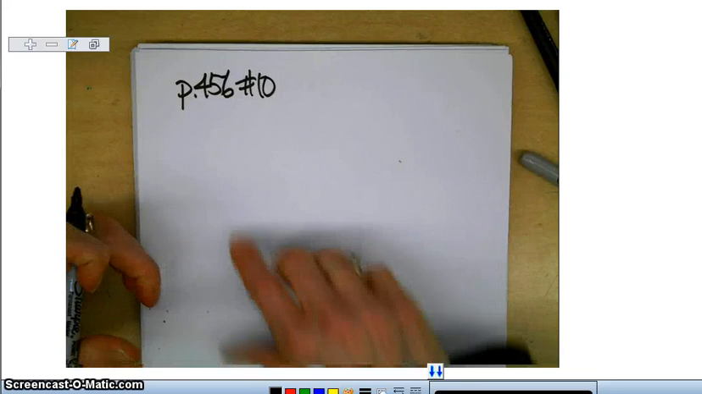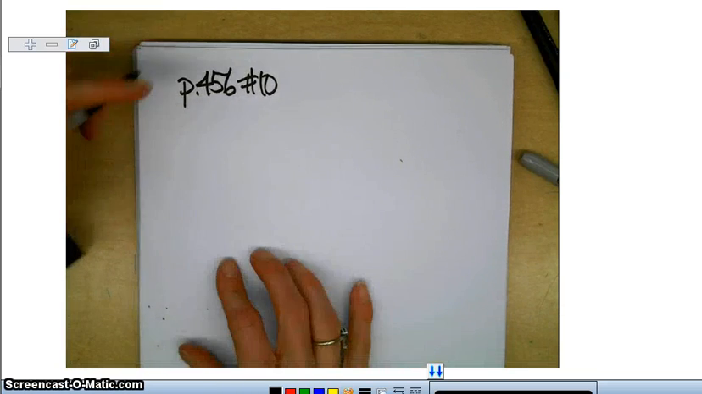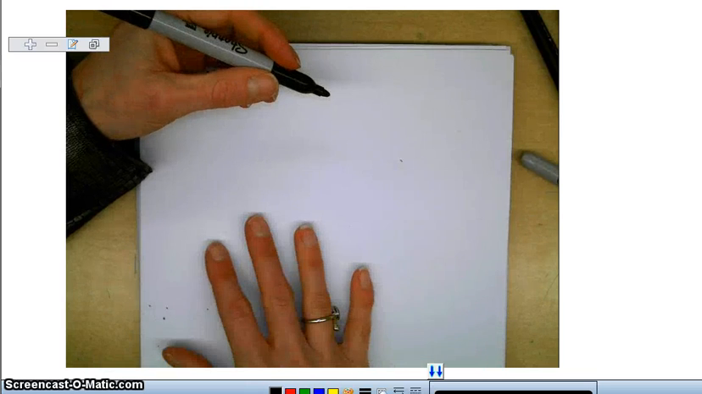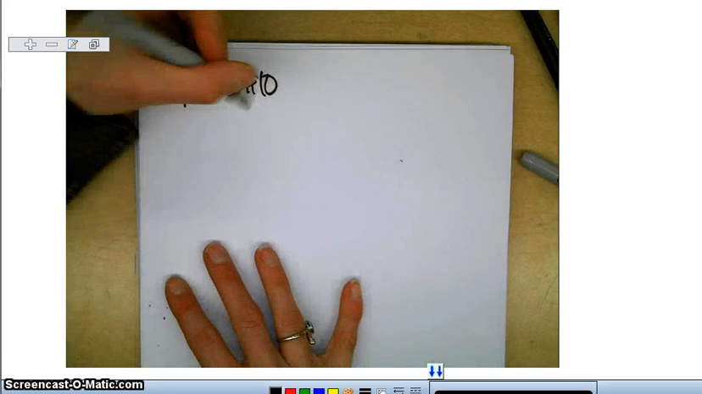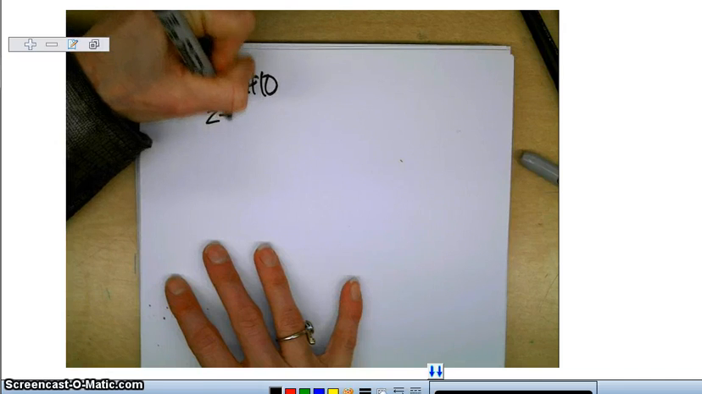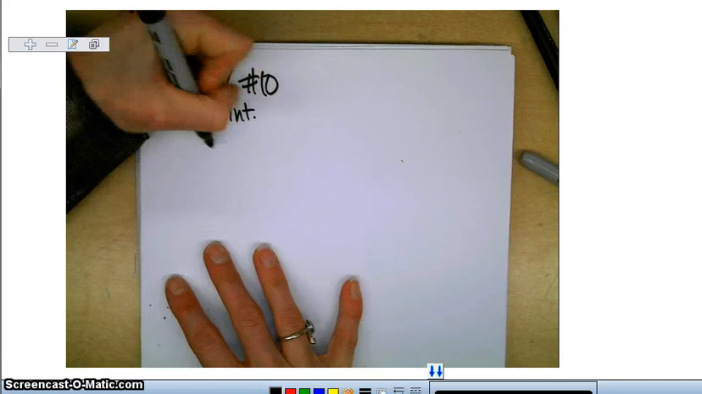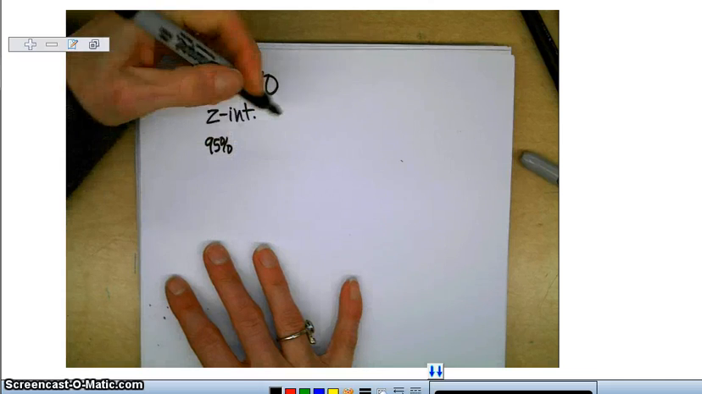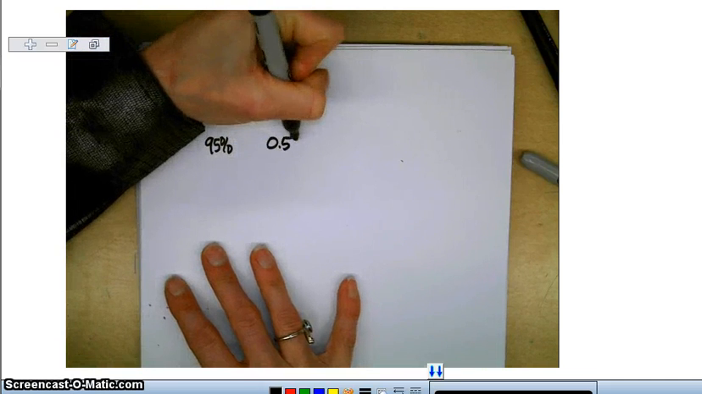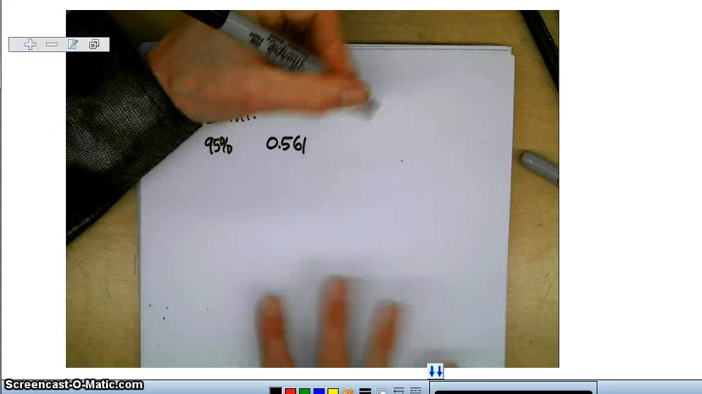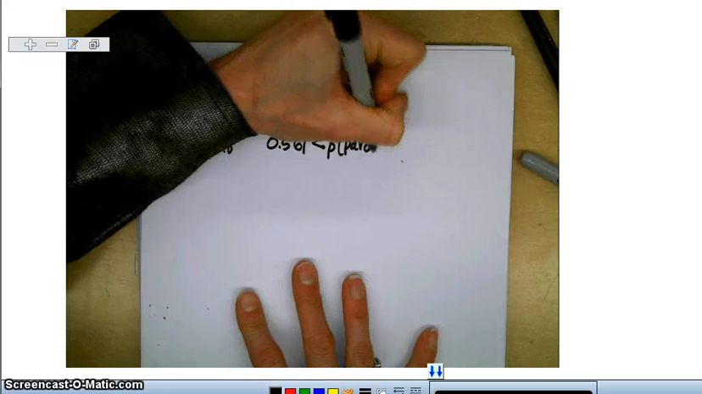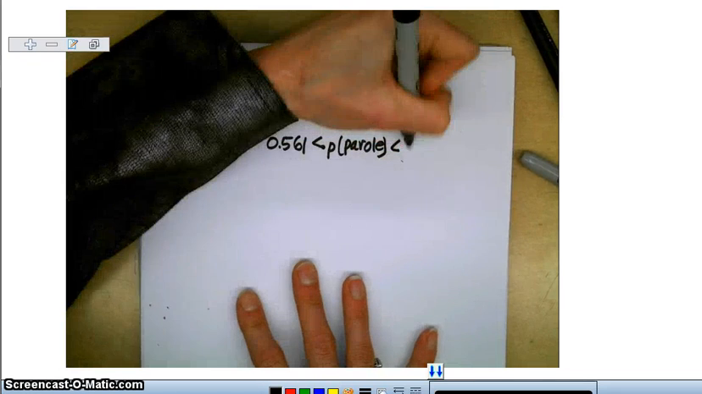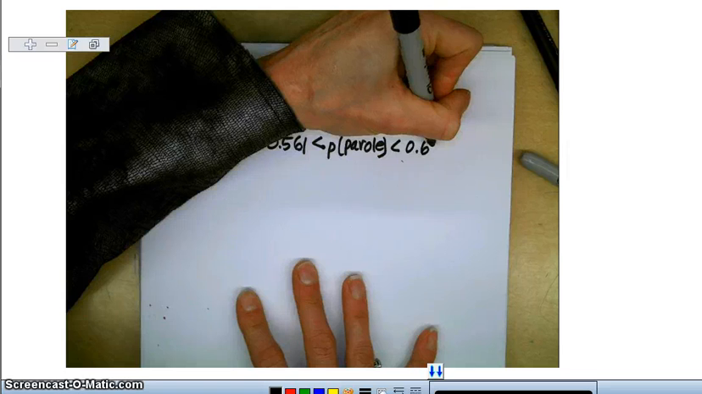All right, so page 456, number 10, that's at the top of the page. It's dealing with parole. The information that we have is that we have a Z interval. Okay, this is a Z interval, and it's 95% confidence, and we've got 0.0561, I'm just going to leave it at that, is less than P, parole, is less than 0.625.